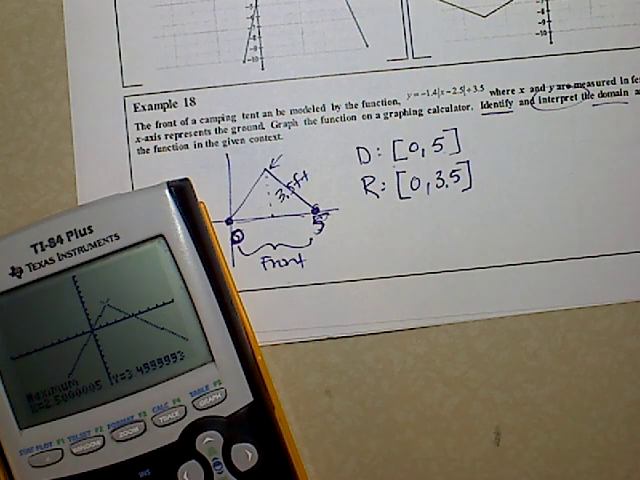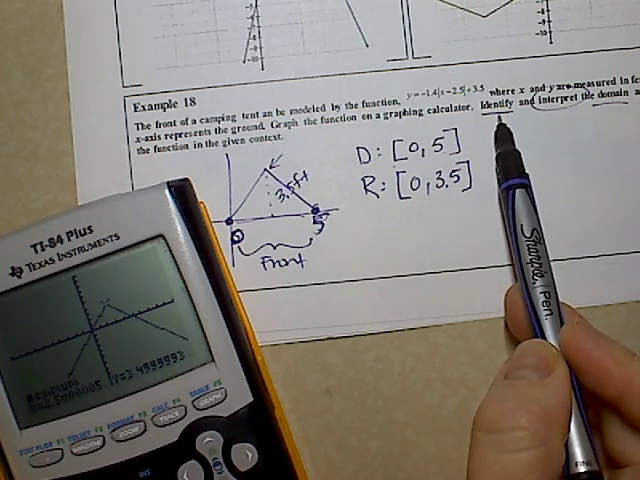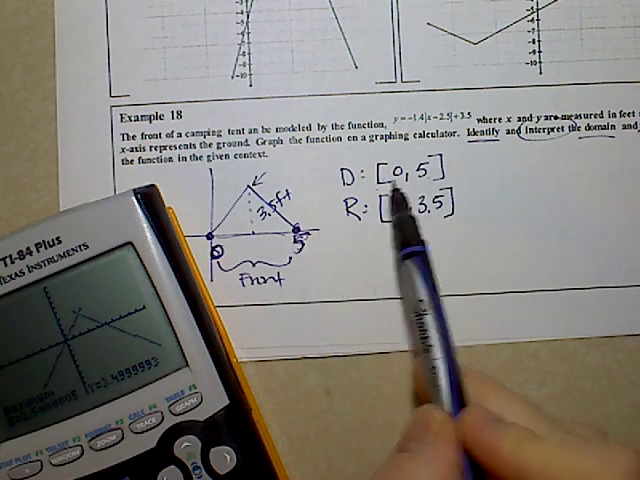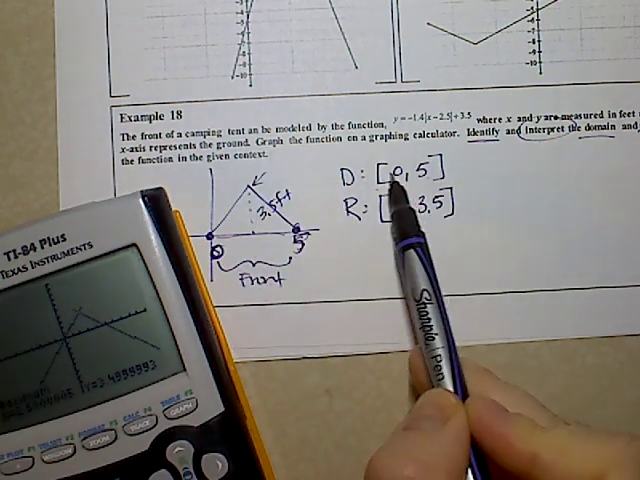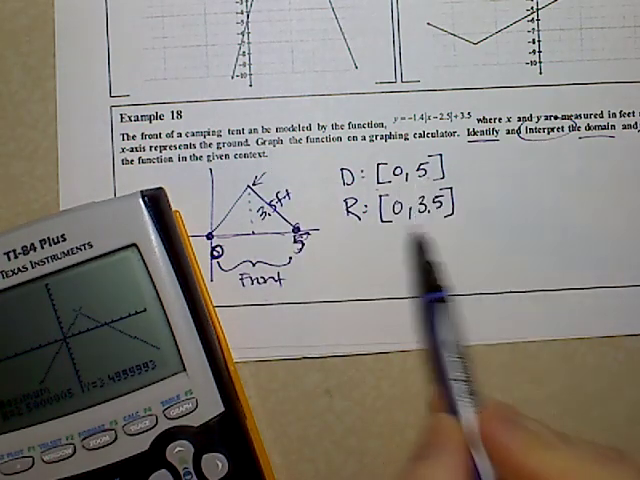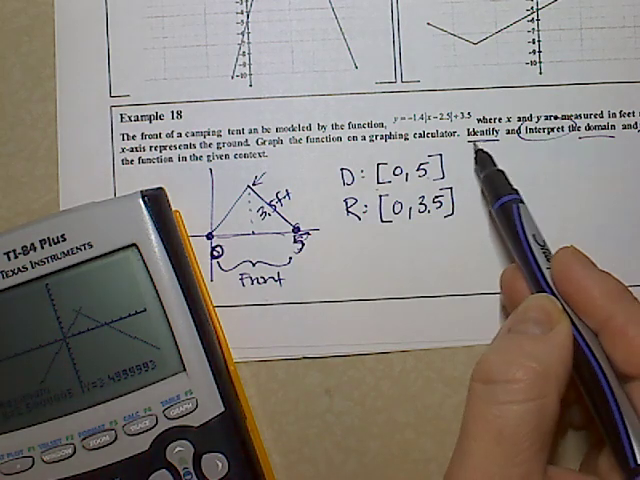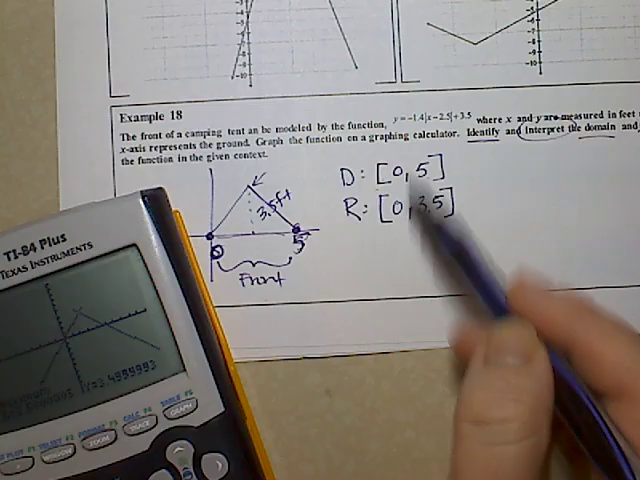It asks you to interpret. So in terms of words, if you've already done this, fine. If you haven't, words. The width of the front of the tent is 5 feet. The height of the tent is 3.5 feet. That would be interpreting. This would be identifying the domain and range.